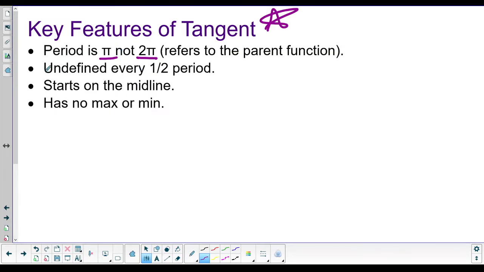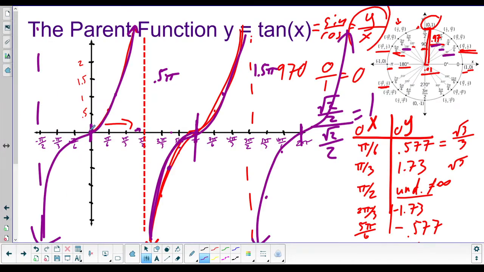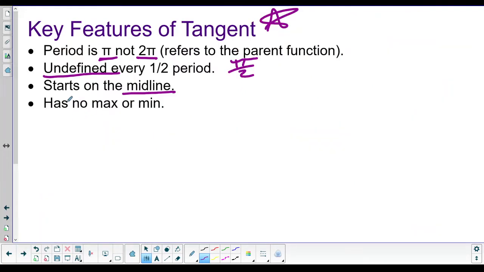The other thing we want to notice is that every half period, so if our period is pi, at pi over 2, we are undefined. We have vertical asymptotes. Tangent starts at whatever your midline is. It starts at 0. Of course, we could take the whole thing, shift it up or down, and that would be our midline. Midline still exists. So we're going to start on the midline, and it has no maximum or minimum. All right, cool. So that's what tangent looks like.